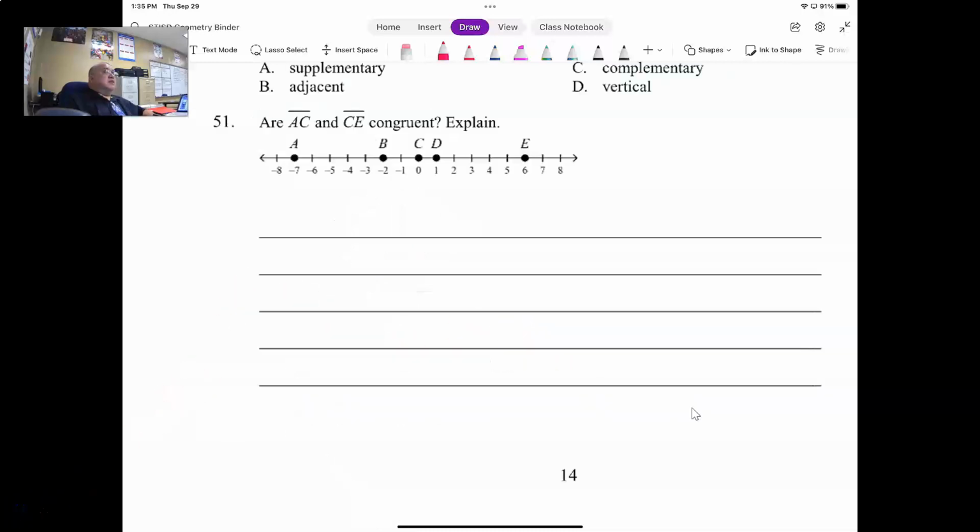Are segment AC and CE congruent? Explain. You are going to have this type of question on the test. So you have to say, well, I know the distance from A to C will be the absolute value of negative 7 minus 0. So negative 7 minus 0 is absolute value of negative 7. And I know that from A to C, the distance is 7. So you'd have to write that down as a sentence.